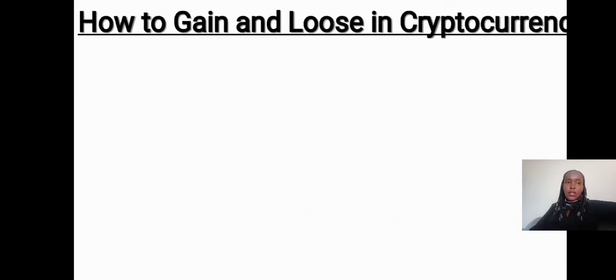How to gain and lose in cryptocurrency? What differentiates the people that gain and lose in cryptocurrency is what we call greed. Some people want to make so much money in a very short time. I will first illustrate how to lose in cryptocurrency. Number one, we have what we call a token. What is a token? A token is simply a yet to be cryptocurrency. It has not fully become a cryptocurrency.